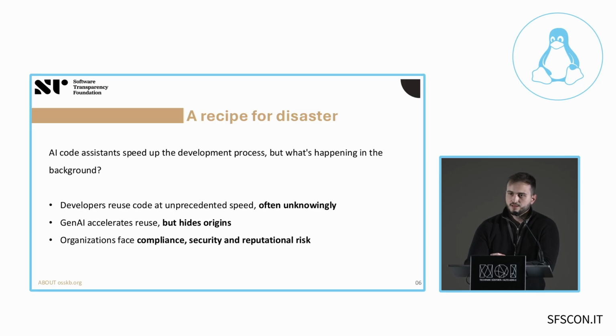The reality that we are facing is that developers are reusing code at an unprecedented speed, sometimes without knowing it. And Gen AI accelerates this, so you have that synergy going on, which is a problem because when you use Gen AI for coding, it actually hides provenance, so ownership data and attribution data is sometimes lost, right? Thus, you expose your organization, your company, or yourself to reputational risk, compliance risk, and security risk.